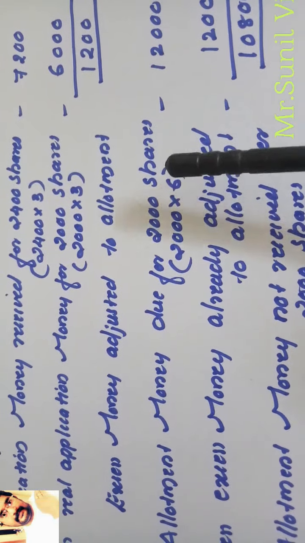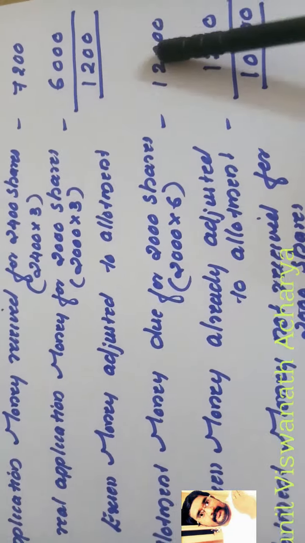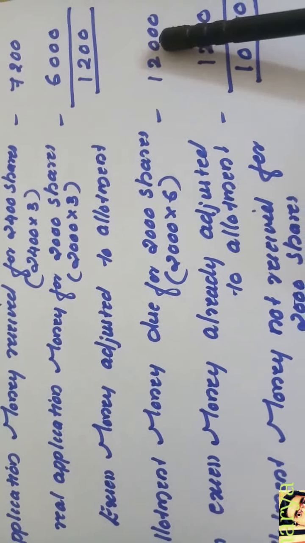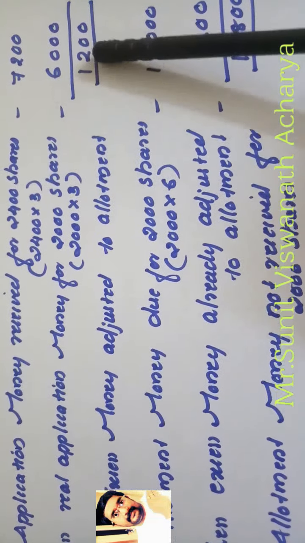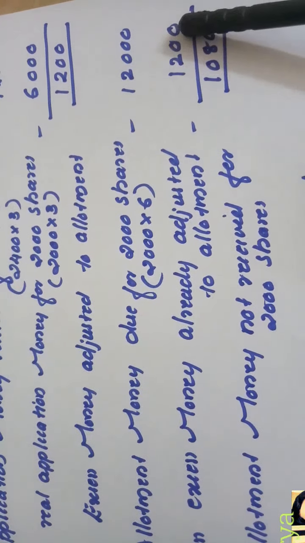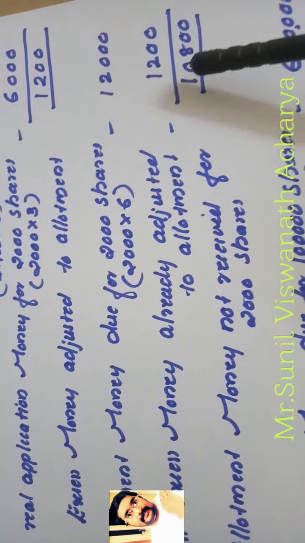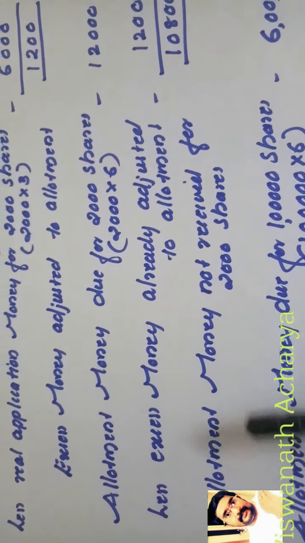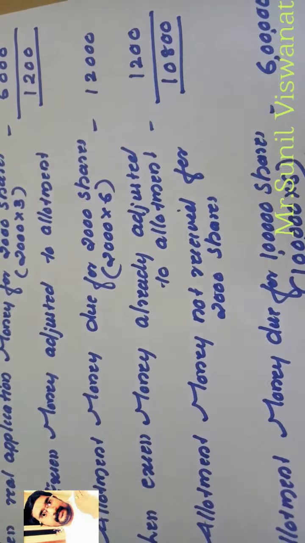Now we can see allotment money due for 2,000 shares. What is the real allotment money? Because allotment money, including premium, we know is 6 rupees. So for 2,000 shares, second installment, how much do you have to pay? 12,000, 2,000 into 6. But less excess money already adjusted to allotment. Already we adjusted to allotment how much? 1,200. That means out of 12,000, 1,200 is already paid. So balance not received is 10,800. So allotment money not received for 2,000 shares is only 10,800.